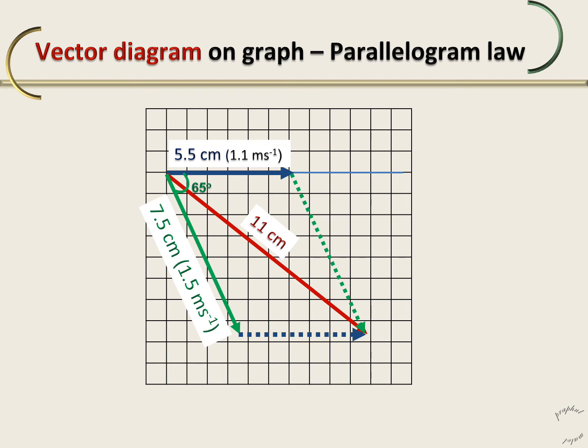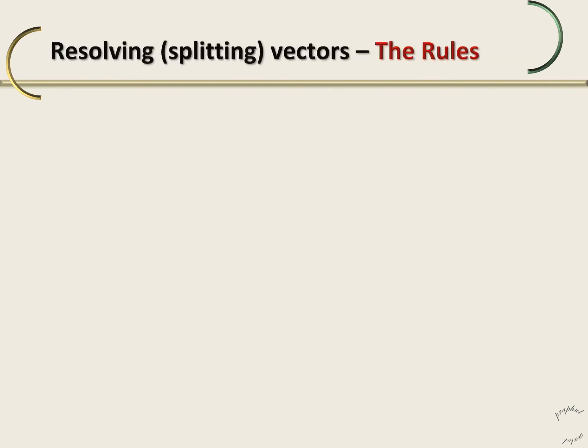So let's see the next method where we won't be given a graph paper and you have to find the resultant of two vectors which are not perpendicular to each other. Okay, this method of finding the resultant involves a process called resolving or splitting of vectors. You can split any vector you want, but you have to follow some rules when you resolve any vector. Let's see what the rules are.